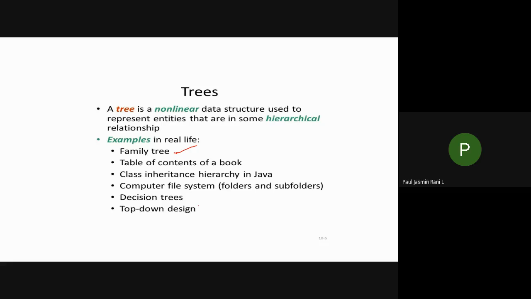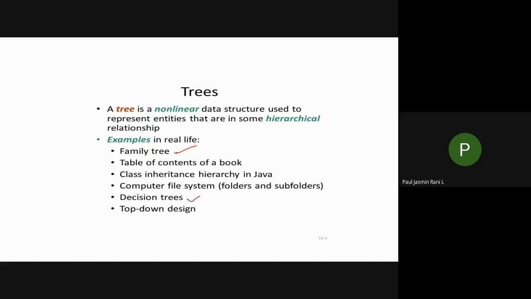And the next one is the decision tree. Sometimes you will be in a position to take a decision whether to choose this path or that path. That is the if conditions. If you want to implement those if conditions, in those cases I have to go for a decision tree.